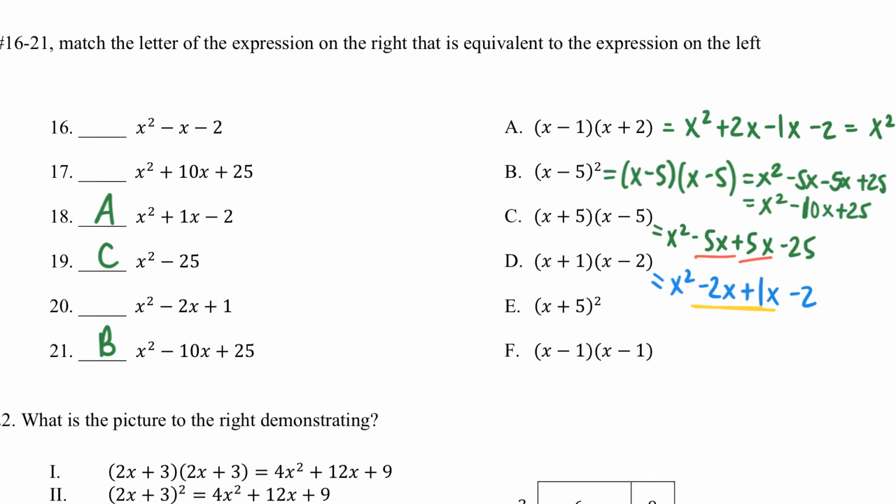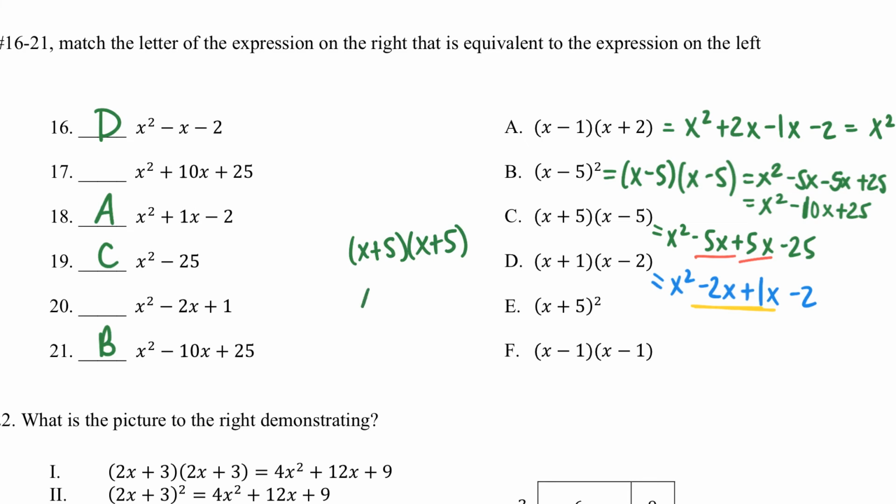Which is 16 over here. So that's going to be D. How about x plus 5 squared there for E? So if you do x plus 5 times itself, don't write x squared plus 25. You give Mr. T a heart attack.